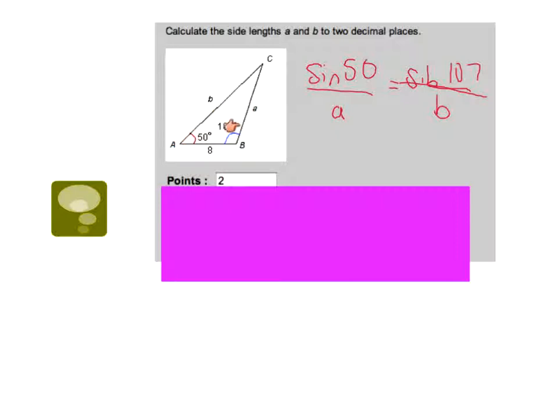Well, I matched them up, right? I said A is to A, B is to B, so I set it up correctly. I have two variables. I can't use law of sines if I have two variables. Law of sines only works if I only have one unknown. And then here, you know that this side is 8, but do you know that angle?